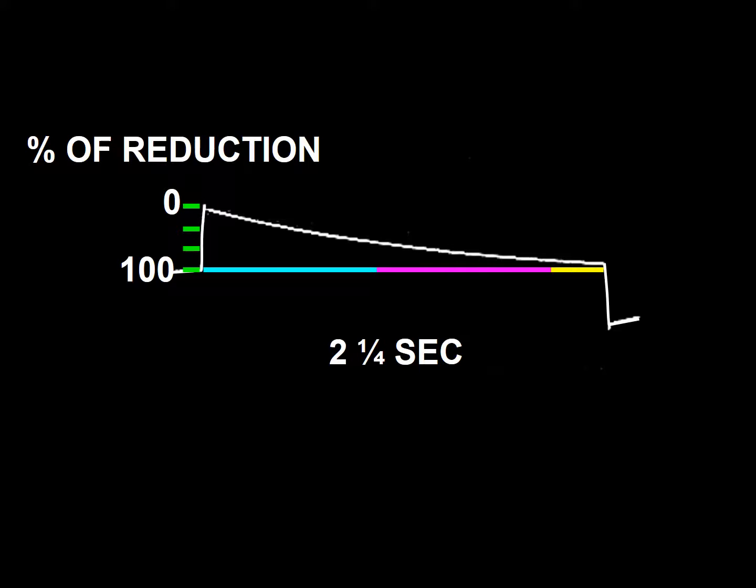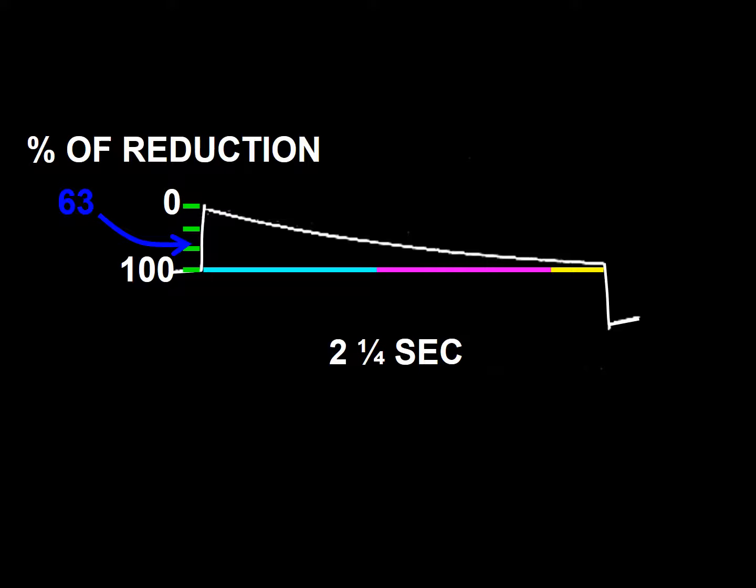Let's say you have a square wave of 2¼ seconds. As you can see in this frame, I have represented time in seconds by using different colors. Now I have introduced percent of reduction, and now the percentage drop required for a one-time constant.